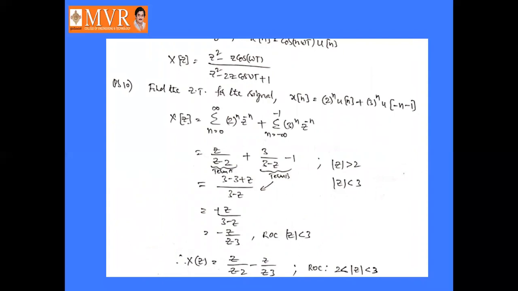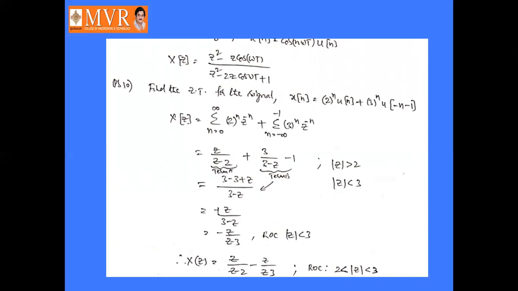Okay. And next problem is find the z transform for the signal x of n equal to 2 power n into u of n plus 3 power n into u of minus n minus 1, right? So we can write this as x of z equal sigma n equal 0 to infinity 2 power n into z power minus n plus sigma n equal minus infinity to minus 1 3 power n into z power minus n, right? So by simply substituting, we'll get the x of z values as z by z minus 2 plus 3 by 3 minus z minus 1, right?